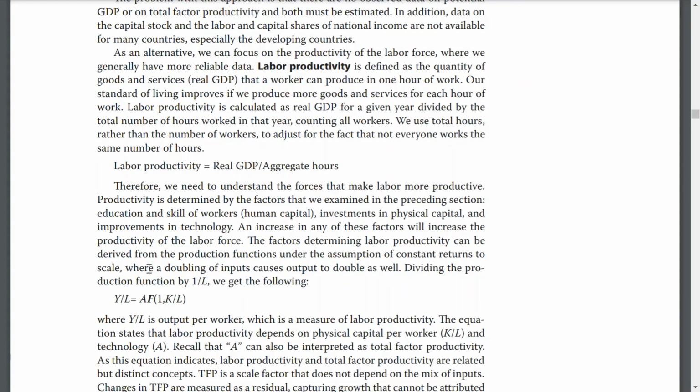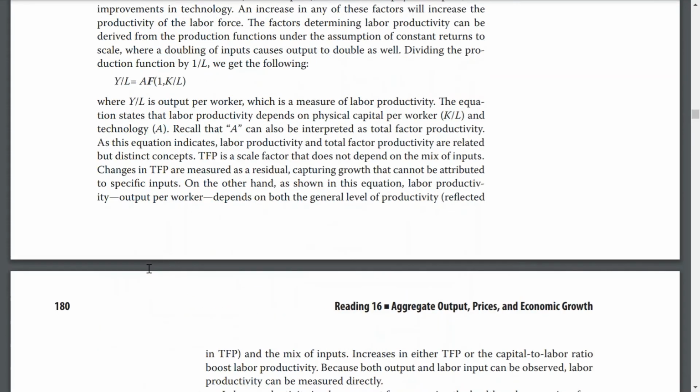The factors determining labor productivity can be derived from the production function under the assumption of constant returns to scale, where a doubling of inputs causes output to double as well. Dividing the production function by L, we get the following, where Y divided by L is output per worker, which is a measure of labor productivity. The equation states that labor productivity depends on physical capital per worker.